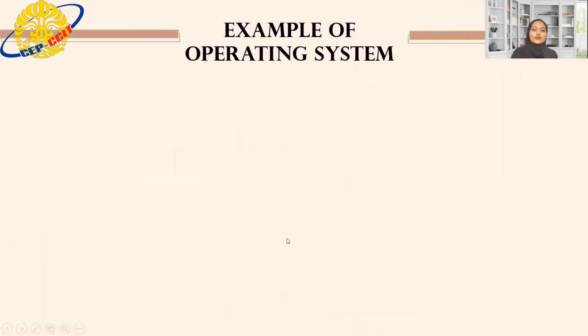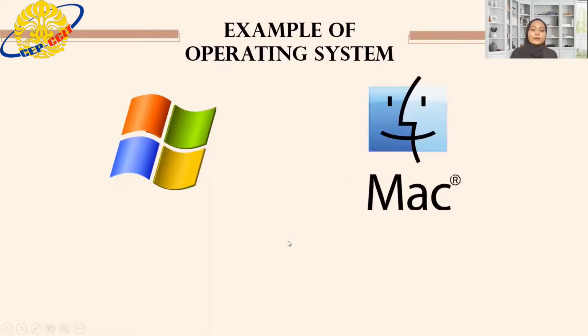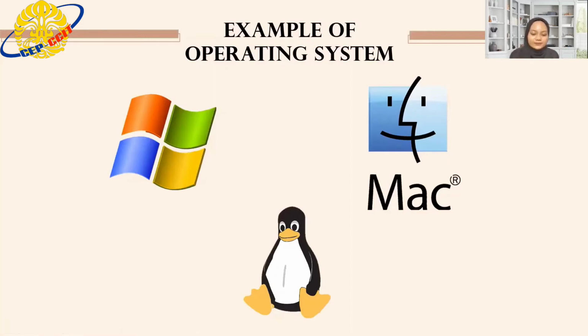This is example of operating system. There's a Windows OS developed by Microsoft Corporation, Mac OS developed by Apple, and Linux. Linux is a free and open source operating system. There are many versions of Linux, like Slackware, Debian, Red Hat, and Ubuntu.